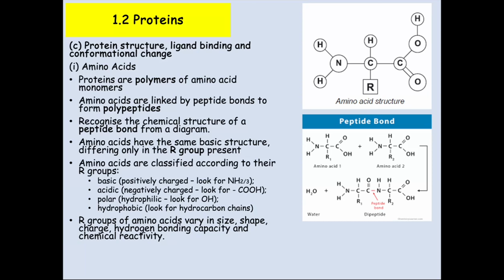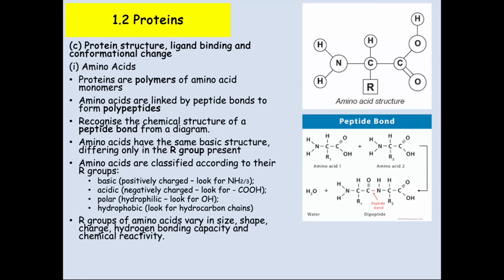So we're going to kick off by looking at protein structure, ligand binding, and conformational change. From Higher, and even from National 5, you'll probably remember that proteins are made of amino acids. To use a couple of chemistry terms to explain that, we would say that proteins are polymers, poly meaning many, of amino acid monomers, mono meaning one. So amino acids are the individual units which make up proteins.